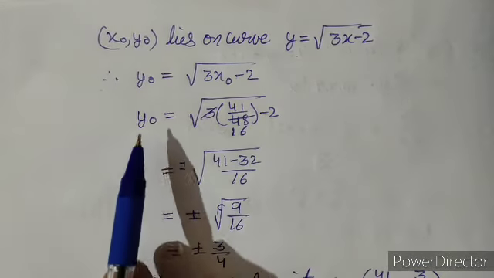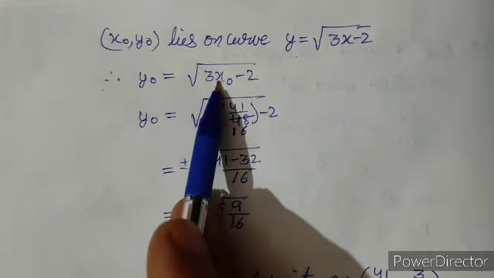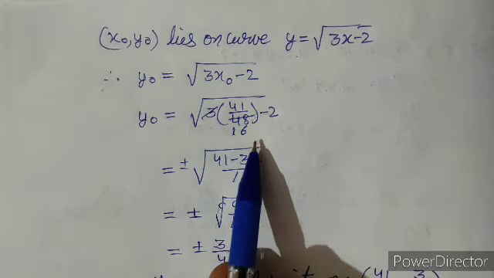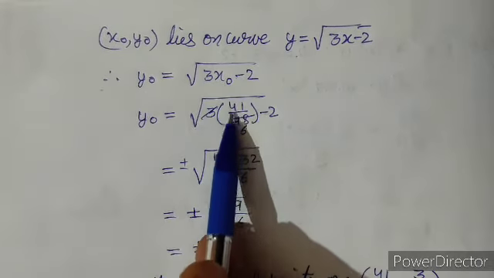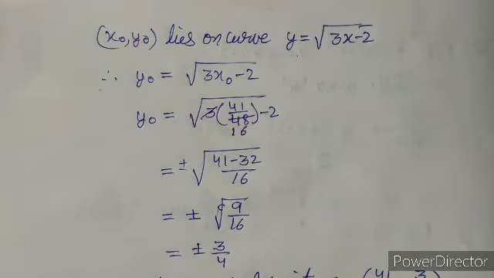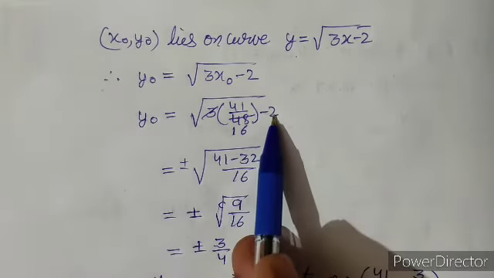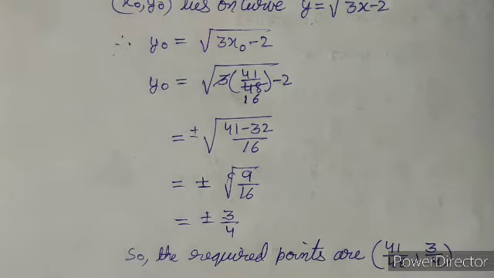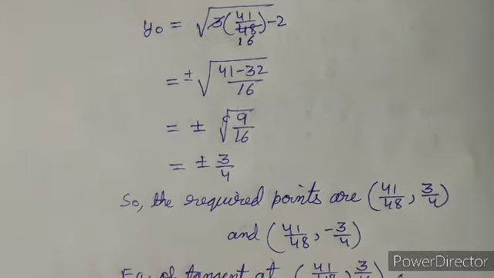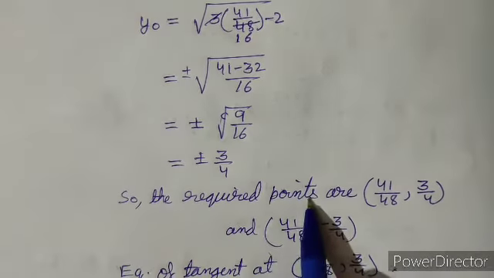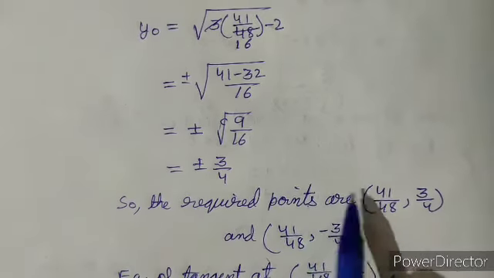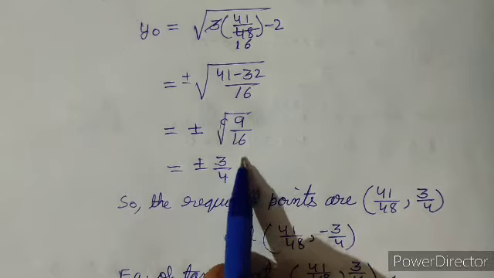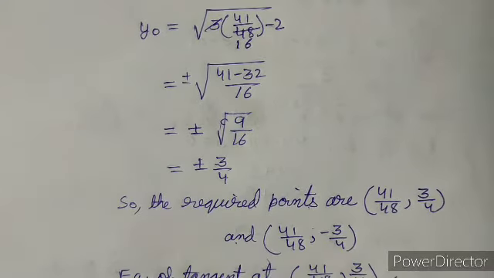Now y0 will be equal to under root 3 times 41 by 48 minus 2. We have already obtained the value of x0, that was 41 by 48. So in place of x0, we can write its value as 41 by 48. And this will give us y0 as plus minus 3 by 4. So the required points are 41 by 48 and 3 by 4, and 41 by 48 and minus 3 by 4.